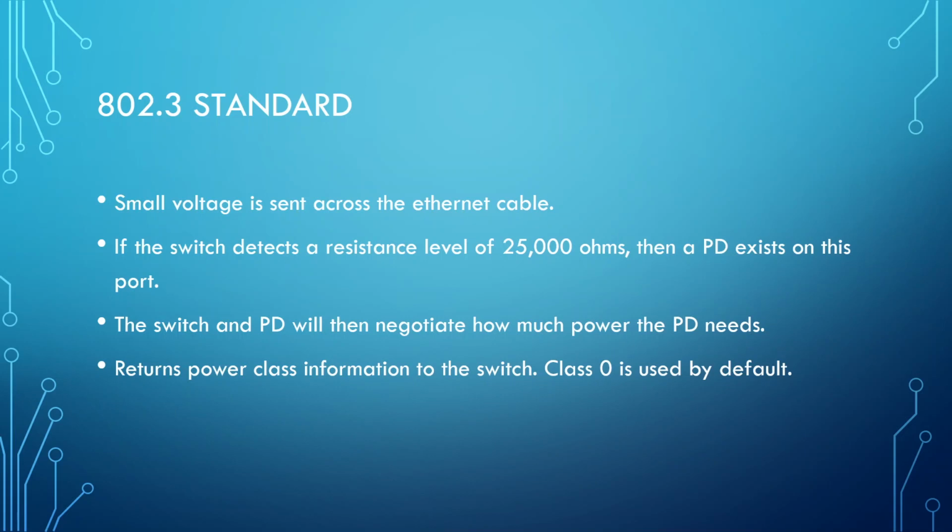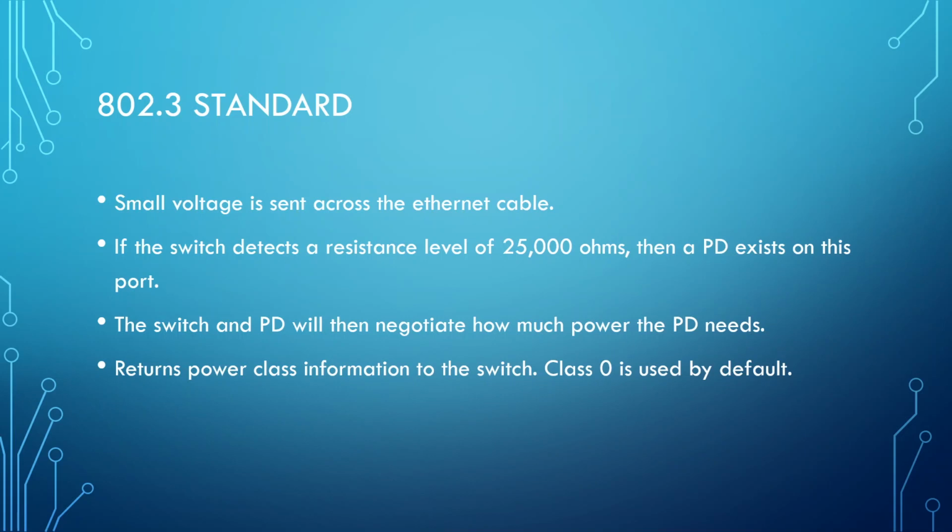The way that it works, or the play-by-play: we send a small voltage across the Ethernet cable. Then we measure the resistance. If the resistance on that cable is 25,000 ohms, that means a power device exists on the other end. And simply put, the power device and the switch will exchange messages, and the power device will tell the switch, this is how much power I need.